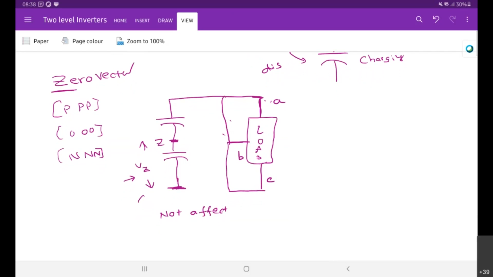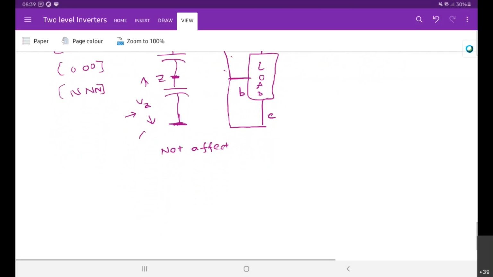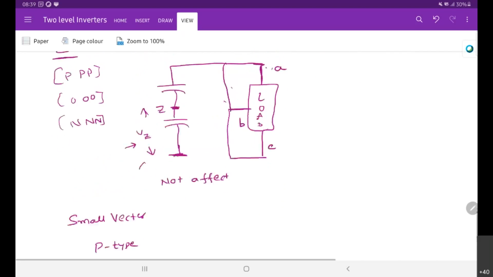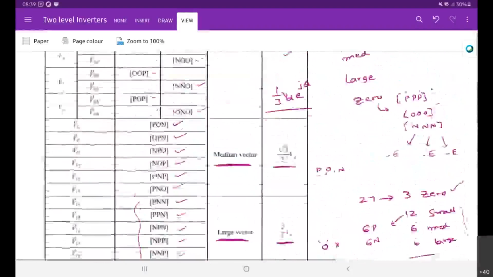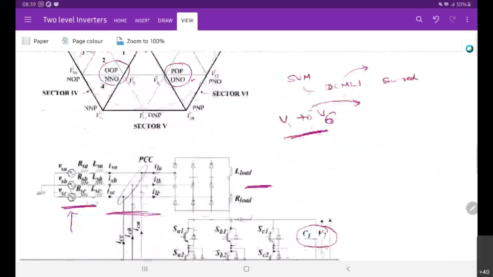Okay. Next, we have the small vectors. In the case of small vectors, we have two types: the P-type small vector and the N-type small vector. We will consider a P-type small vector. Just consider P00.